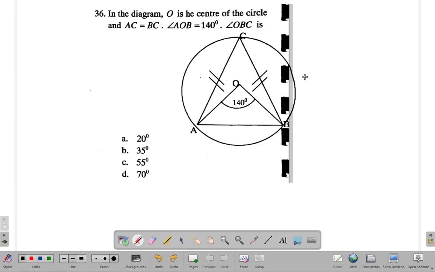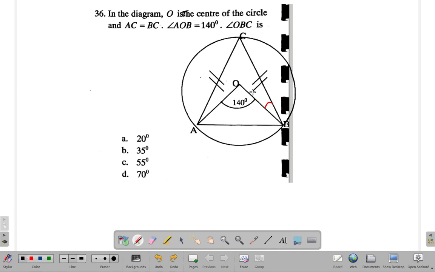Let's see what happened here. In the diagram, O is the center of, well, yes, this should have been a "the" before circle. So this is O, center of a circle, and AC equals AB, AC equals BC, okay, the same length. They also show it by the two strokes on AC and the two strokes on BC, that they are the same length. Angle AOB, this angle, is 140 degrees. Angle OBC is, so the angle that they want is this angle right here.